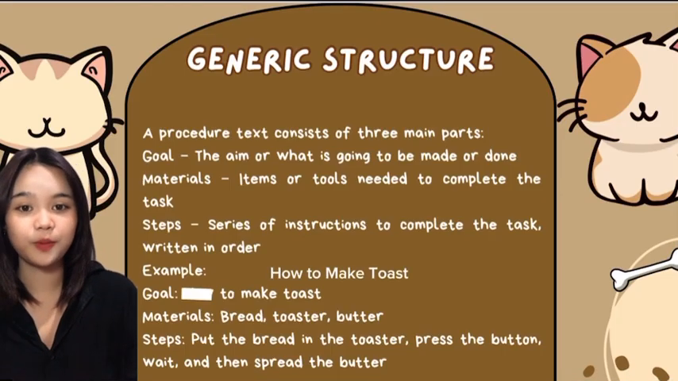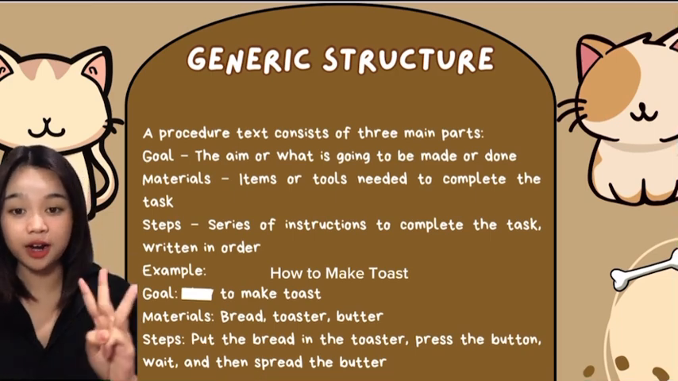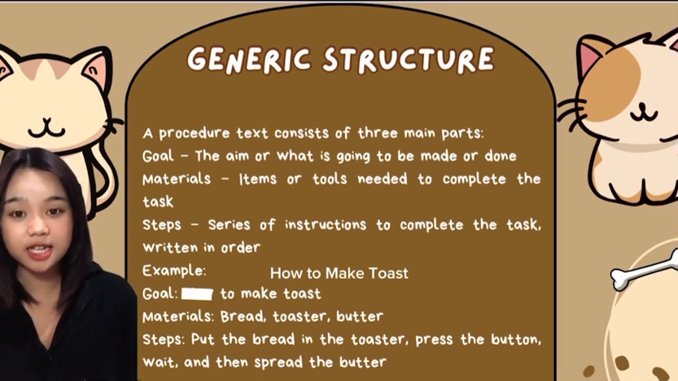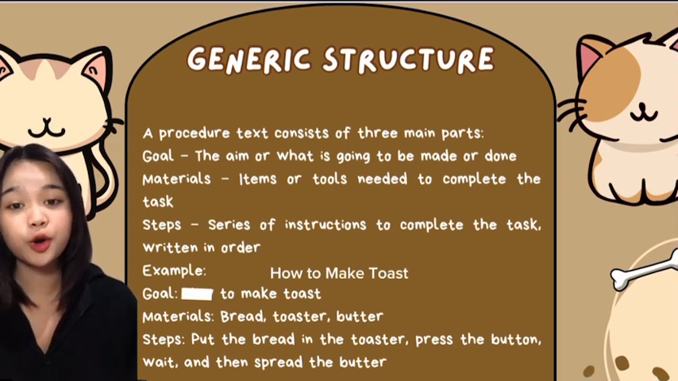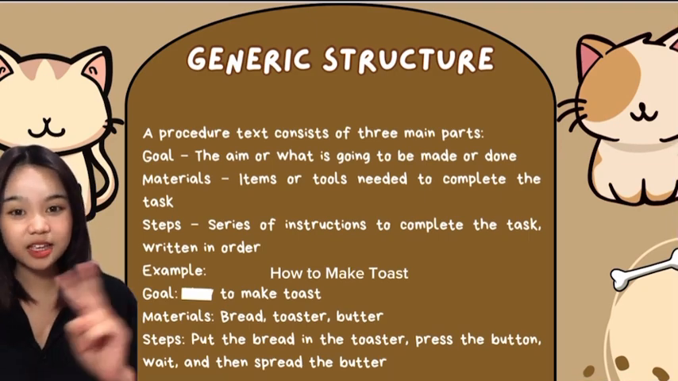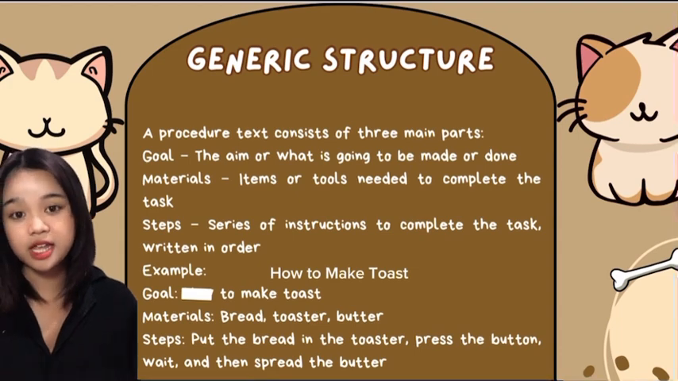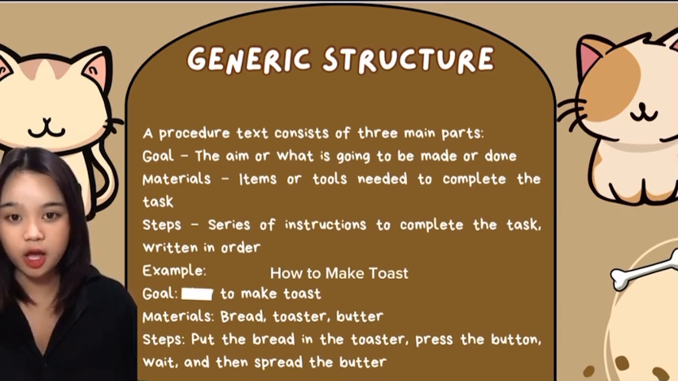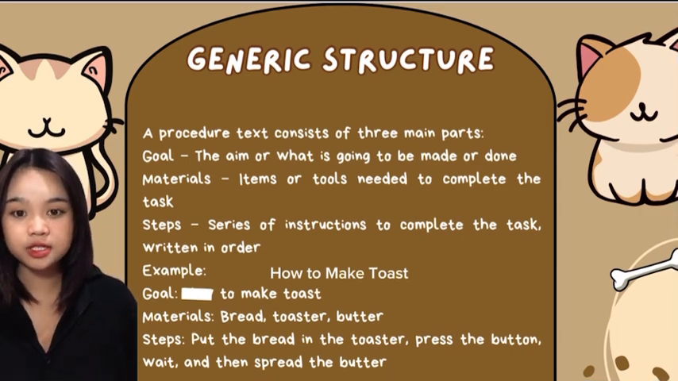The structure of a procedure text has three parts. The first part is the goal, which tells us what we want to do or make. The second part is the materials, which tells us what we need. And the last part is the steps, which explain the process in order from the beginning to the end.